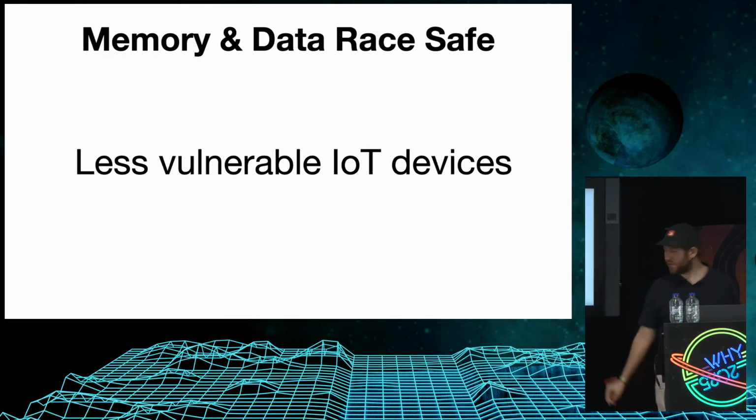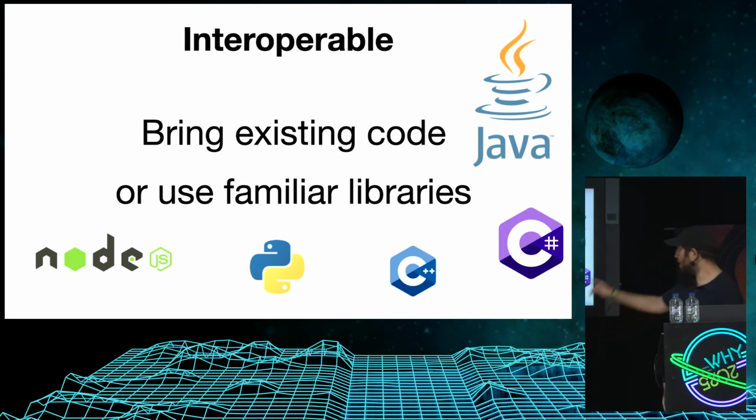And the memory and data race safety will hopefully lead to a lot fewer vulnerable devices in the network of IoT devices. And the interoperability allows you to bridge your existing code bases over to Swift and integrate Swift wherever it deems is necessary, right? So if you have a new networking component as part of your C++ microcontroller, you can do that new code, the networking I/O, in Swift, and leave the rest as C++ as is. No need to rewrite everything today.